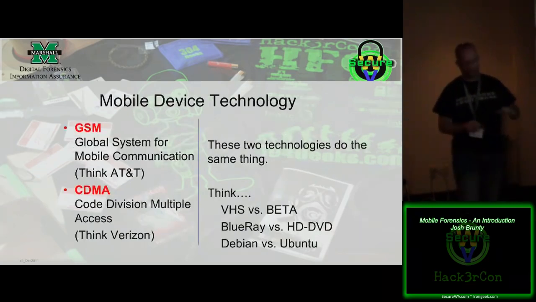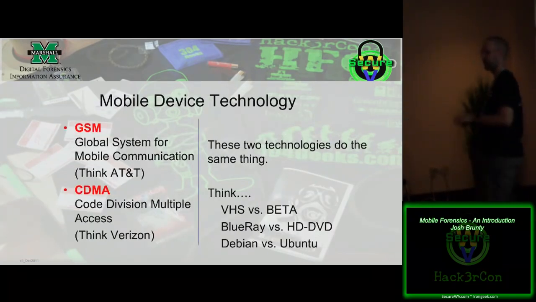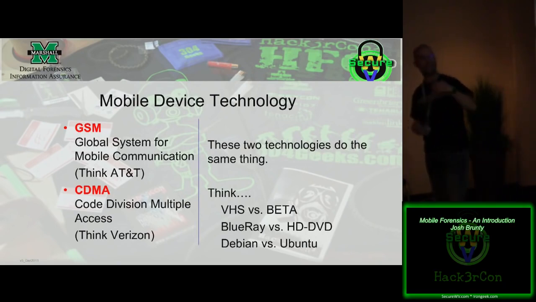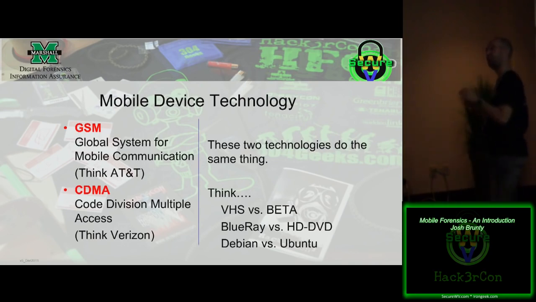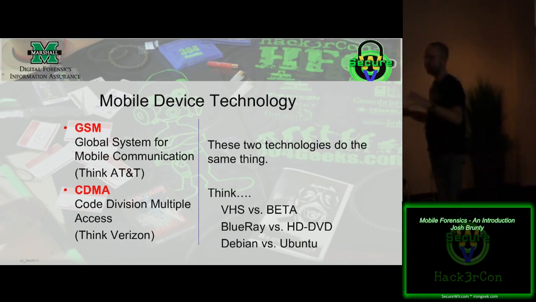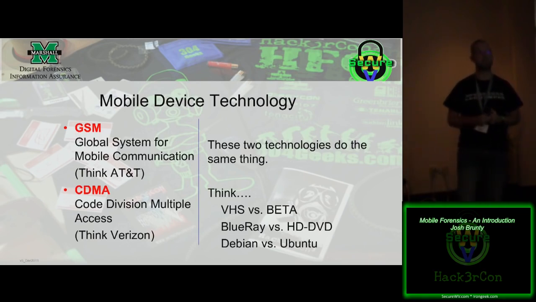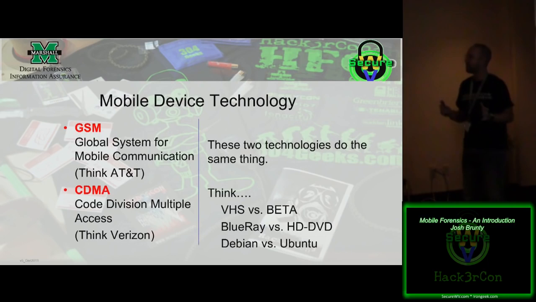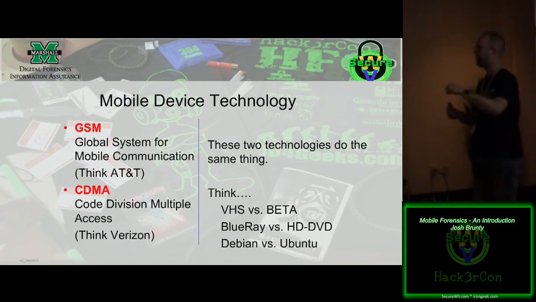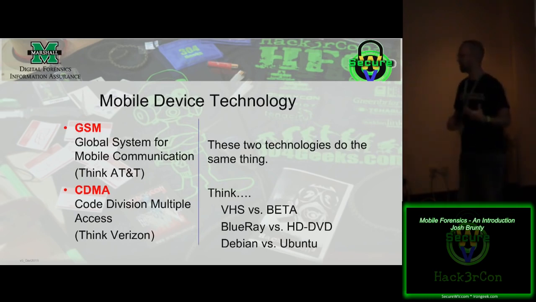So the first thing is establishing how the networks are connected. Right now in the United States, we have two specific networks that we deal with in terms of how we investigate a phone. The first one is the GSM model, which is the Global System for Mobile Communication. The way I tell students back at the university to think about this is: think AT&T whenever you hear GSM, because AT&T is built upon a GSM network. And CDMA, which is Code Division Multiple Access: think Verizon in that term.